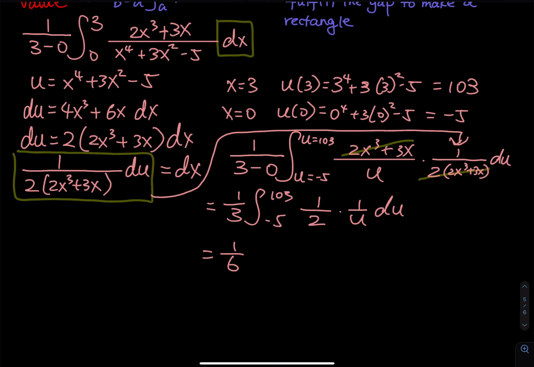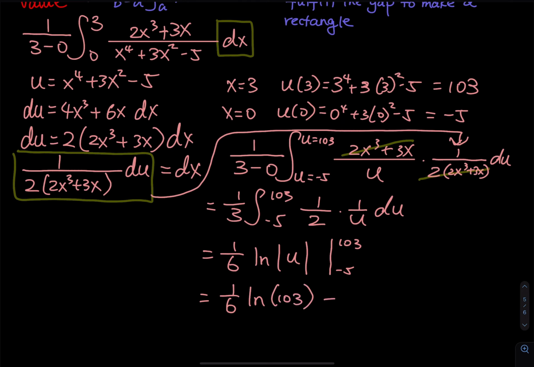The integral of 1 over u is ln absolute value of u, such that u goes from negative 5 to 103. The absolute value is not optional, because if you just do ln negative 5, that is undefined. ln of a negative is undefined, so that's why you have to use absolute value. So this is 1 over 6 ln 103, minus 1 over 6 ln 5, because the absolute value of negative 5 is 5.